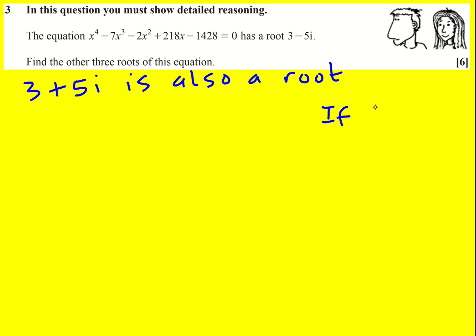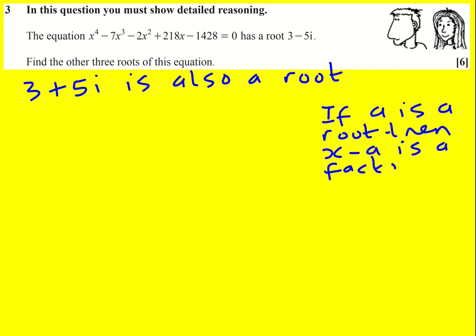If a is a root, then x minus a is a factor. Actually, this is an if and only if relationship. If x minus a is a factor, then a is a root. You get both together, and that means if 3 minus 5i is a root, then x minus 3 minus 5i is a factor.